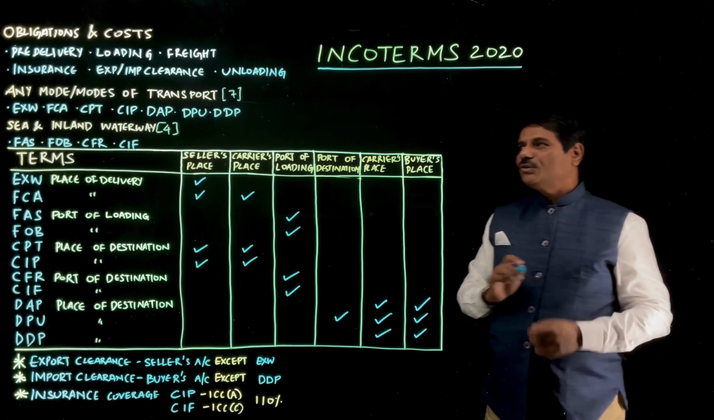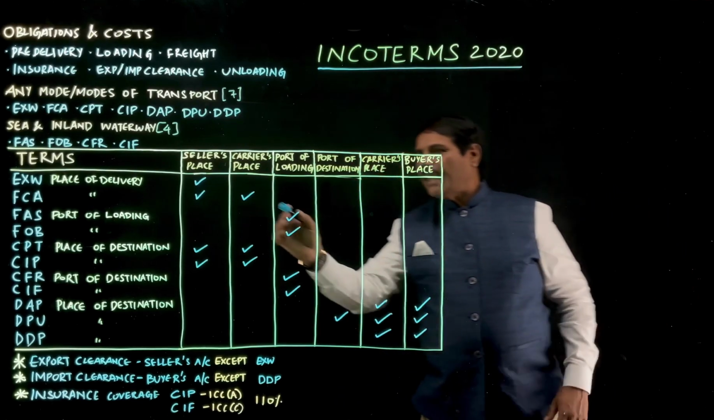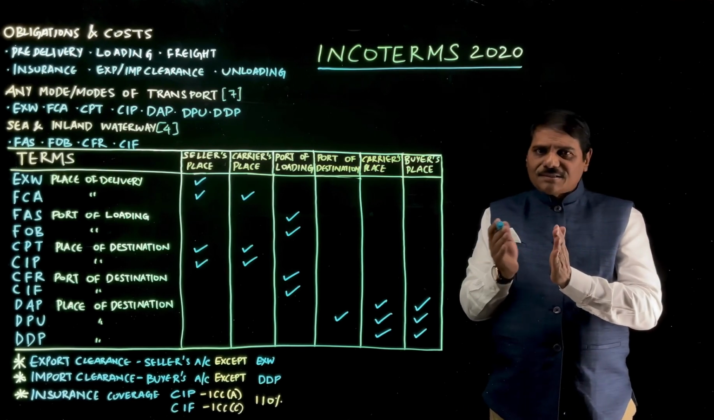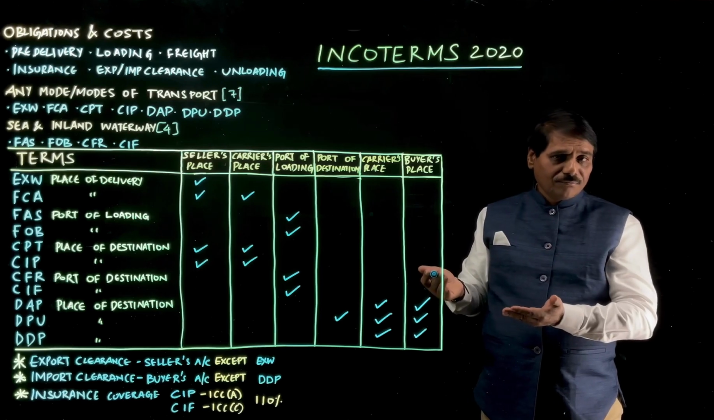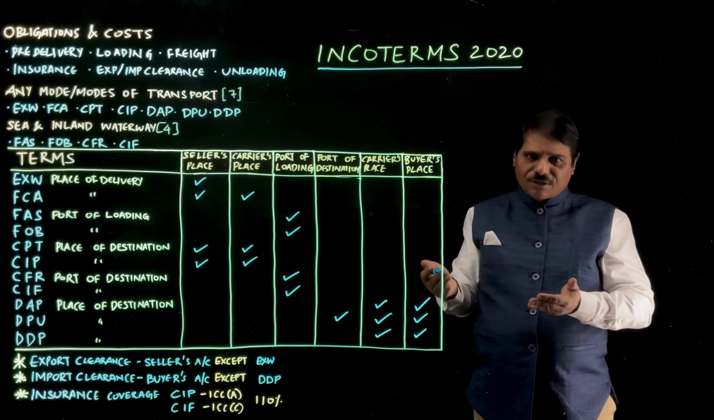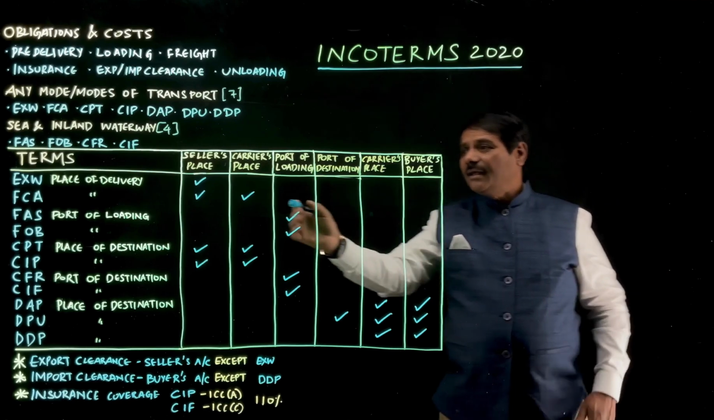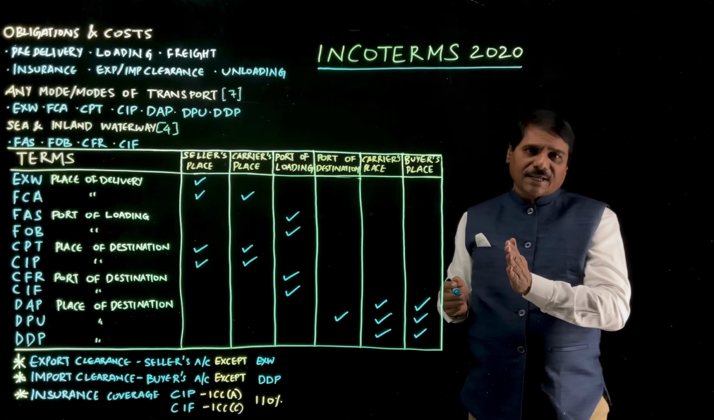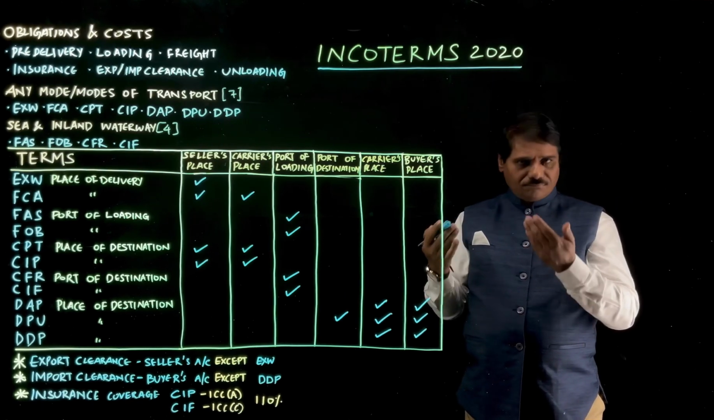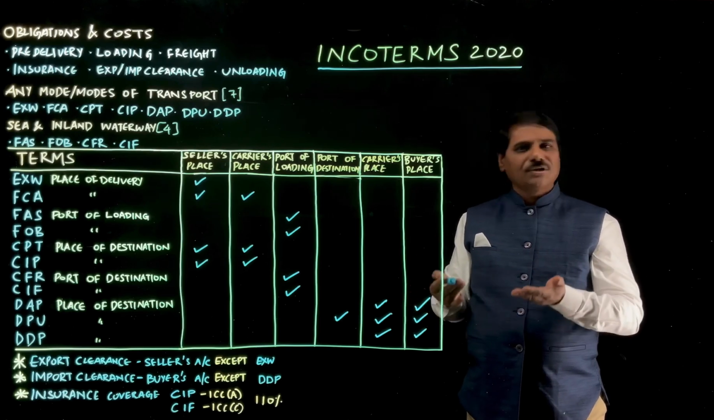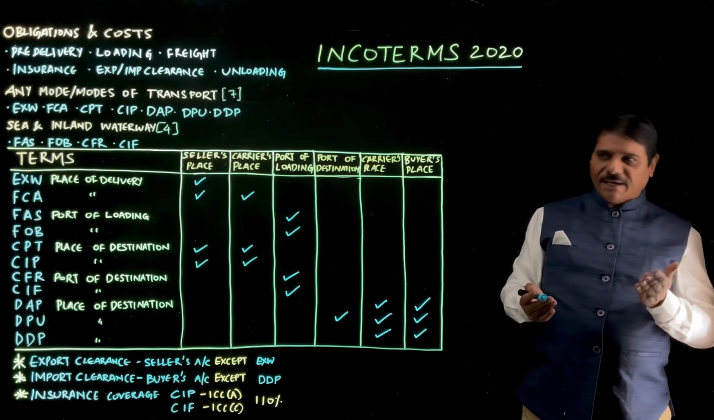Insurance up to the carrier's place is the seller's risk. If the seller wants to cover the insurance, he can cover it. If you have confidence and don't want to take the insurance, it's up to you, because the seller's delivery is completed at the carrier's place. Up to that carrier's place it is the responsibility of the seller. And thereafter, it is the buyer's.